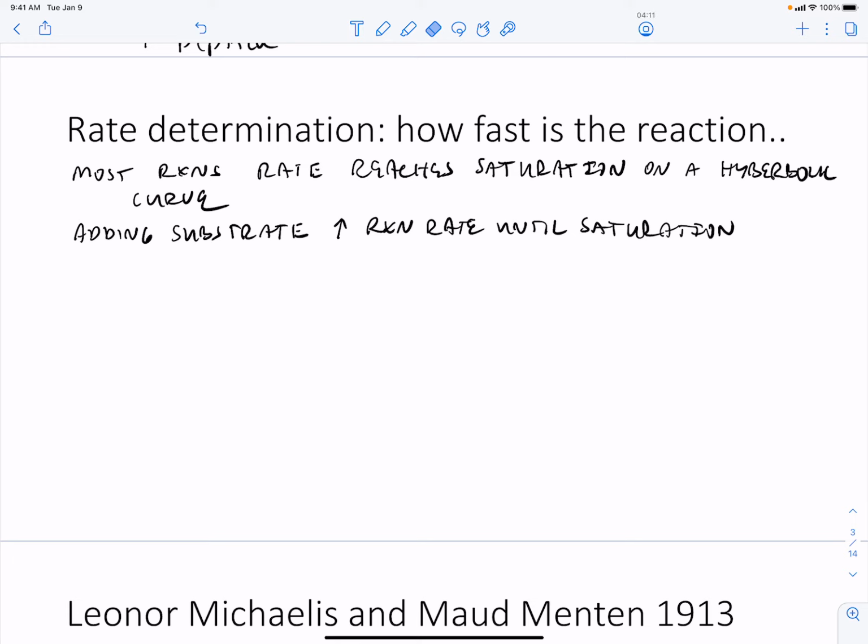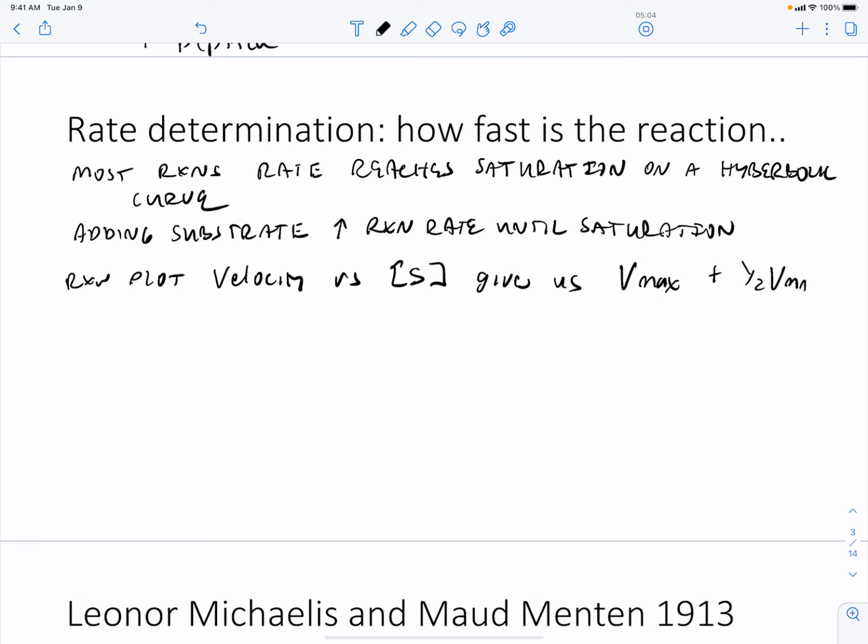So when we do plot the reaction rate, which is velocity, versus the substrate concentration, we can get information about the reaction. And this information is going to lead to some information about the velocity maximum as well as 1/2 velocity maximum, which is referred to as the Michaelis constant. So when we do this plot, I'll do this, which is velocity versus substrate concentration. And the 1/2 Vmax is going to be the Michaelis constant, which we'll talk about in just a moment.